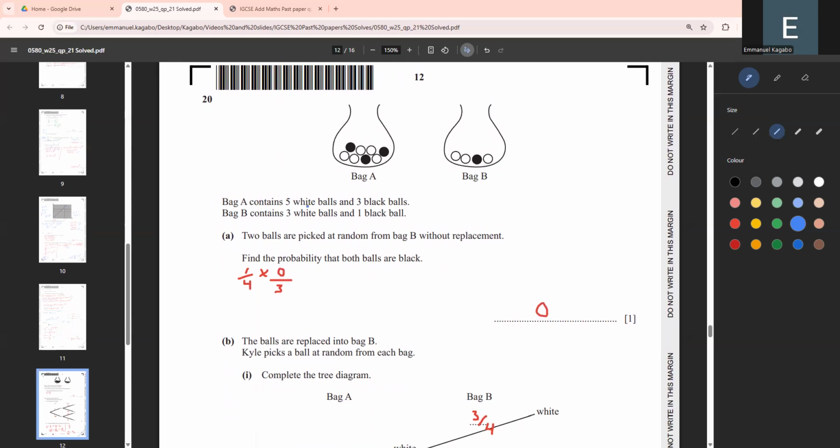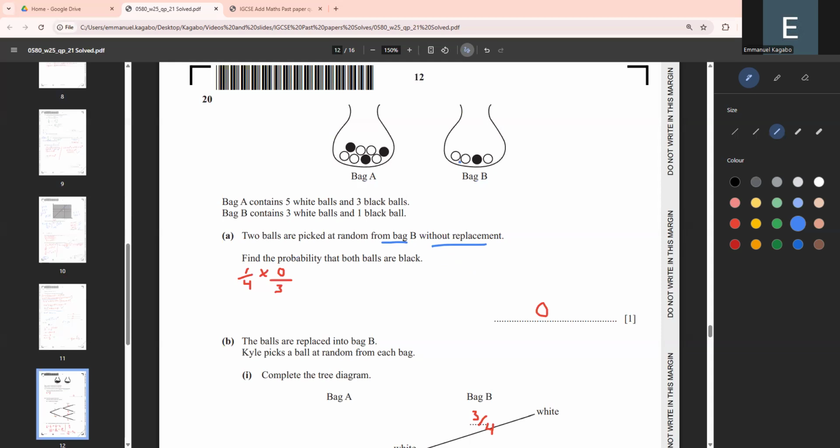Question 20. A bag A contains 5 white balls and 3 black balls. A bag B contains 3 white balls and 1 black ball. 2 balls are picked at random from bag B without replacement, okay? The key words here: they are from bag B and without replacement. Find the probability that both balls are black.